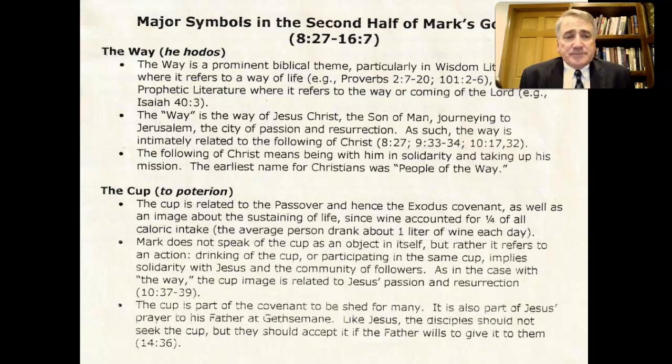Also, as mentioned, the symbol of the cup appears in the second half. It's not in the first half. We don't see allusions to the word cup, but we do see it here in the second half. On multiple occasions, this image is used. And obviously, it relates to the Passover and the Exodus covenant.